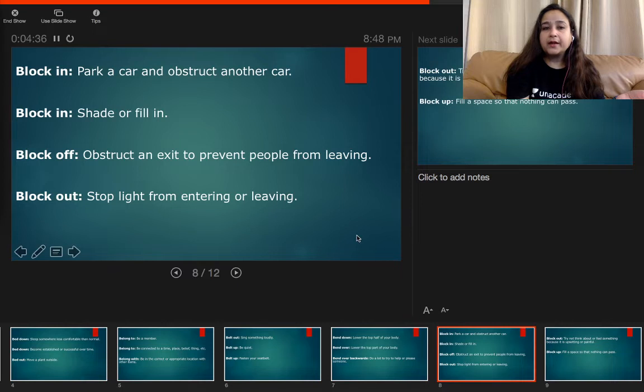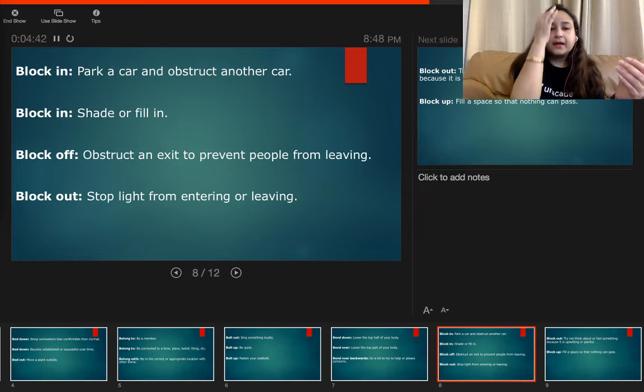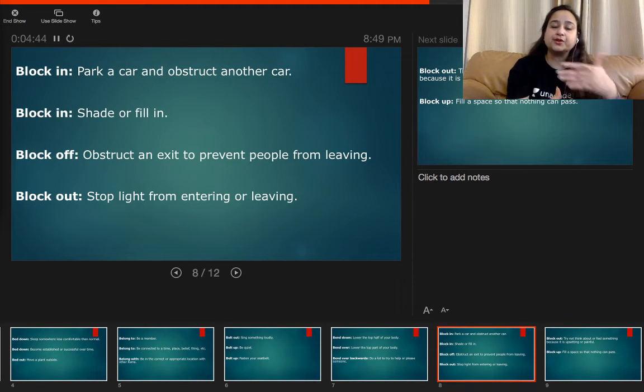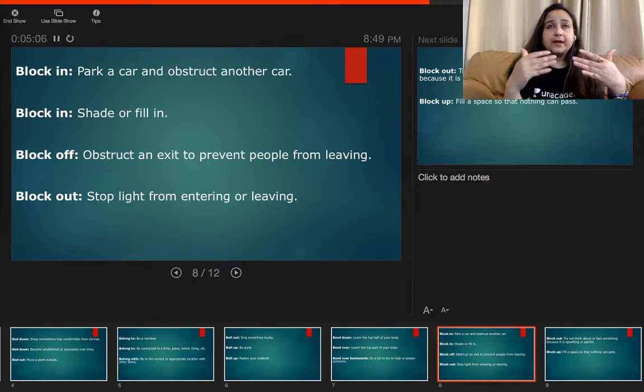Then the next one, block in. Now block in basically means when you park a car and you obstruct something else. So you just block the passage of something else. So my car got blocked in the garage because my neighbor parked his car in front of mine. So now it got blocked in. Or I have got blocked in because there is a table in front of me and I cannot cross over. So when a person or a thing gets blocked in, basically something is obstructing its movement or passage, then you say it has got blocked in.